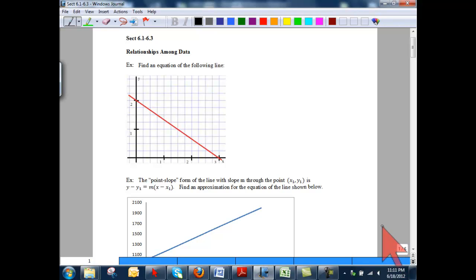Hello. This lecture starts Chapter 6. I'll explain the context and goal of the chapter in just a moment with an example. First, let's review just a little bit of algebra.